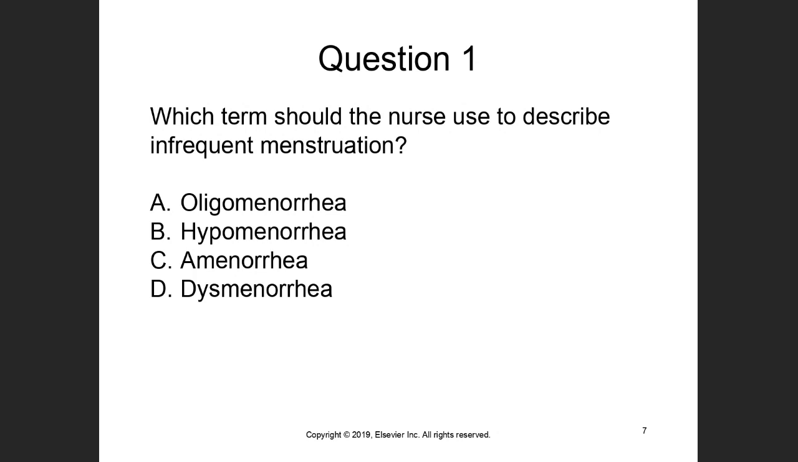And we have question number 1. Which term should the nurse use to describe infrequent menstruations? Exactly, oligomenorrhea, okay? That means infrequent menstruation.